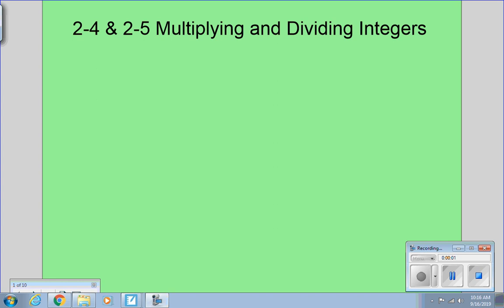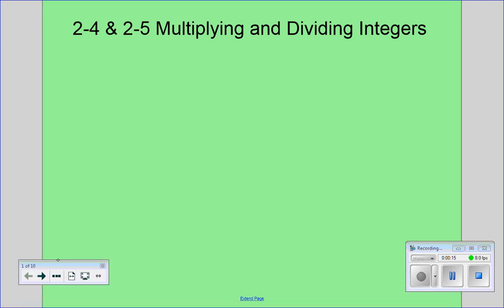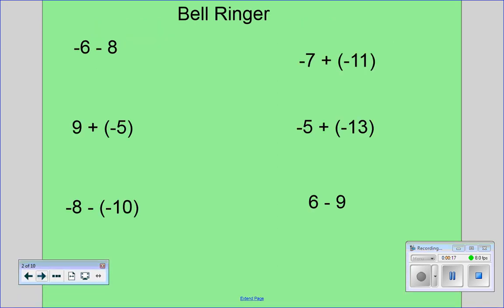Alright, multiplying and dividing integers. There's a reason I put these two together, and the reason is because they have the same rules. So it would not be smart for me to take 2 days on this when it's super simple. That's why it's the same rules. You did this last year, you'll remember as soon as I show you.